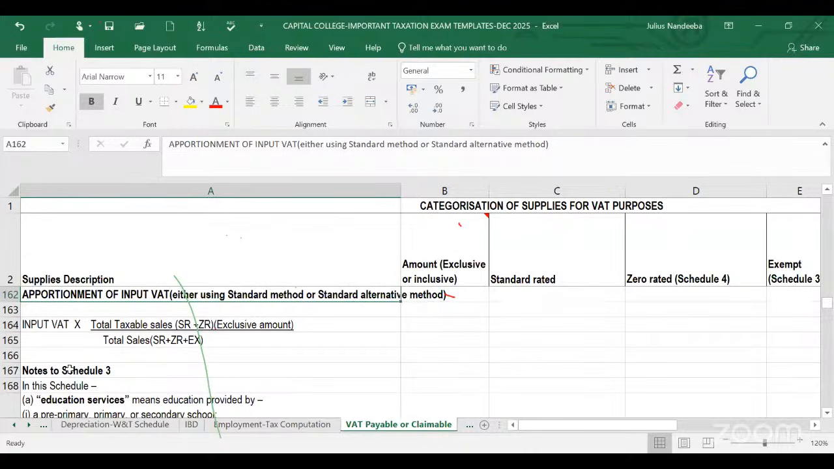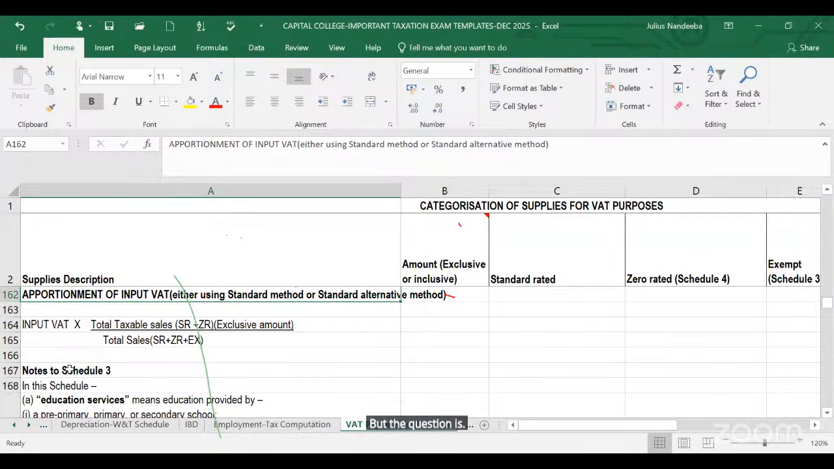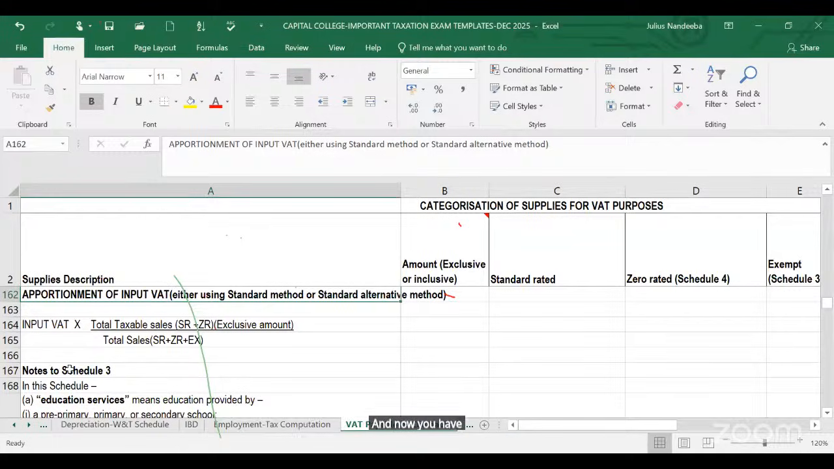Please listen, and listen properly. When you have finally calculated your input VAT after applying those principles that I've talked about, and you have your table of input VAT, that would be the total input VAT you wanted to claim. But the question is, is it all allowable? Can you claim all of it? Remember, you've already gone through the adjustments. You've knocked out everything you need to knock out. And now you have input VAT that you want to take to your computation of output minus input.